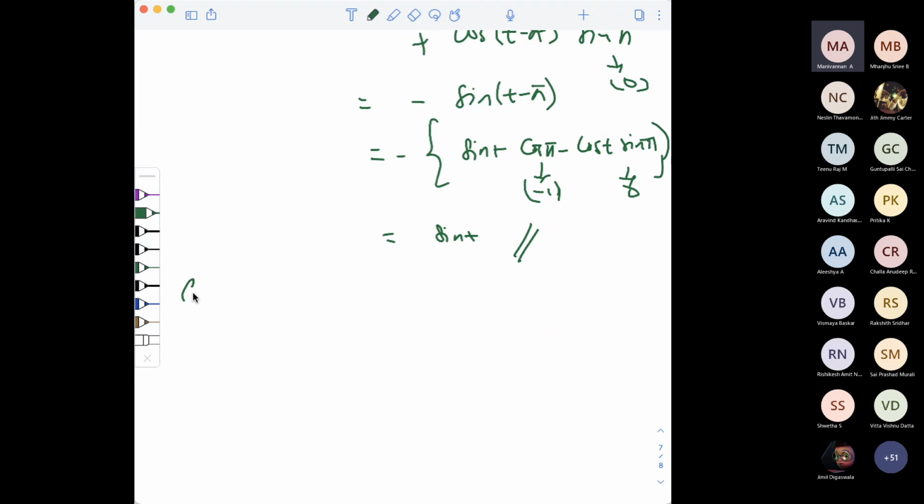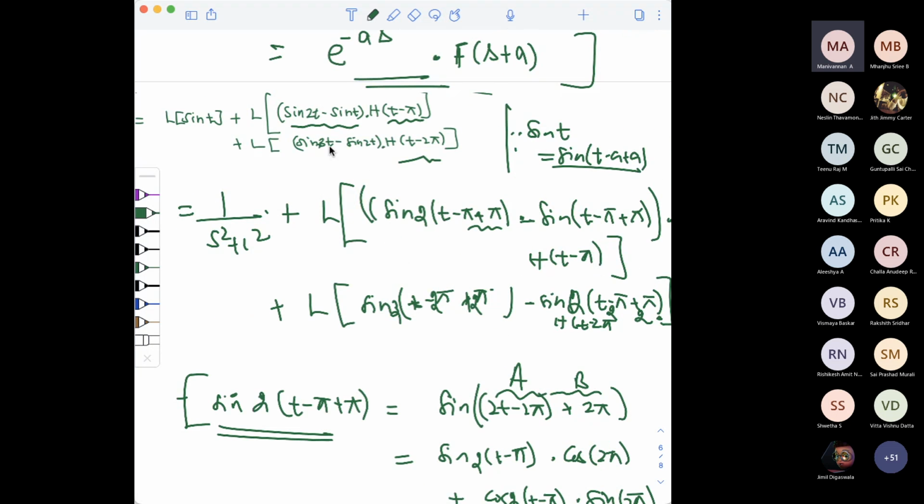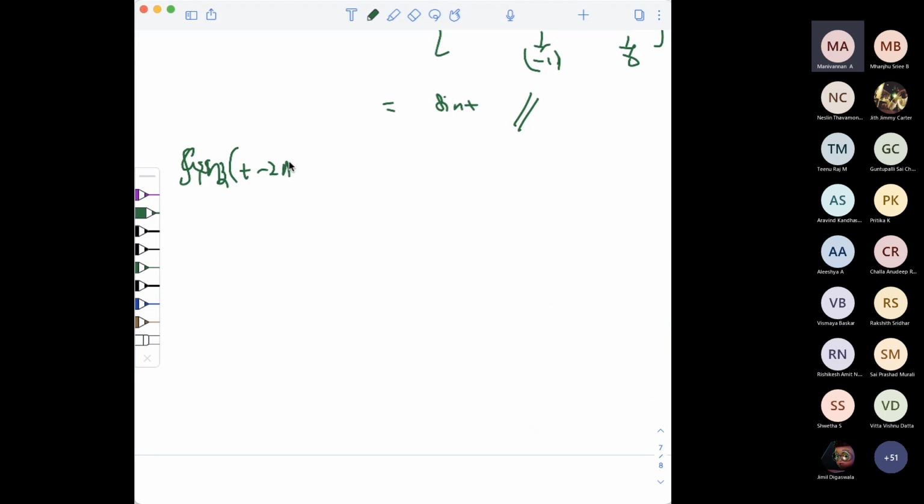And the next one is sine of 3 times t minus 2 pi, then sine of 2 into t minus 2 pi. So sine of 3 times t minus 2 pi plus 2 pi, this angle, then the t. So what will be the answer here? This is sine 3t minus 6 pi plus 6 pi overall.